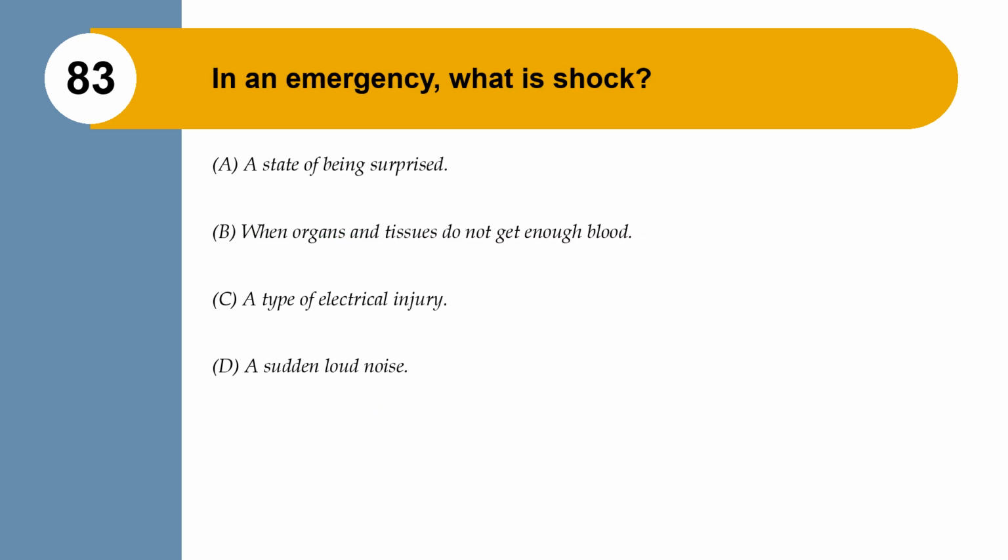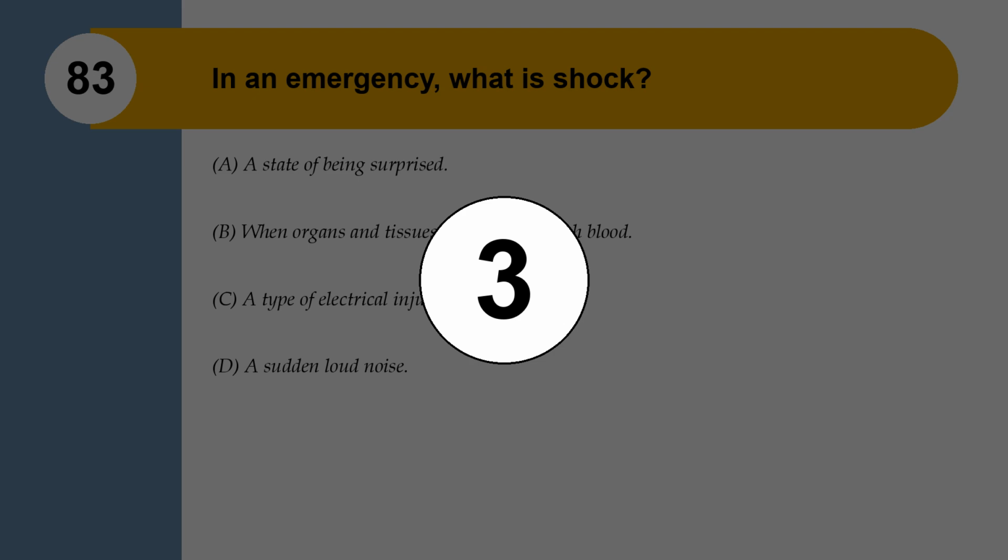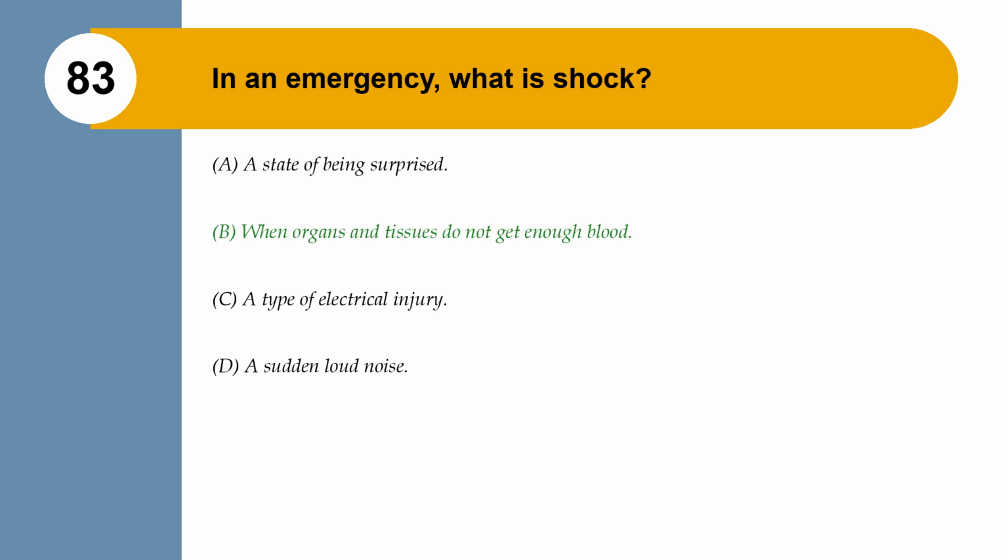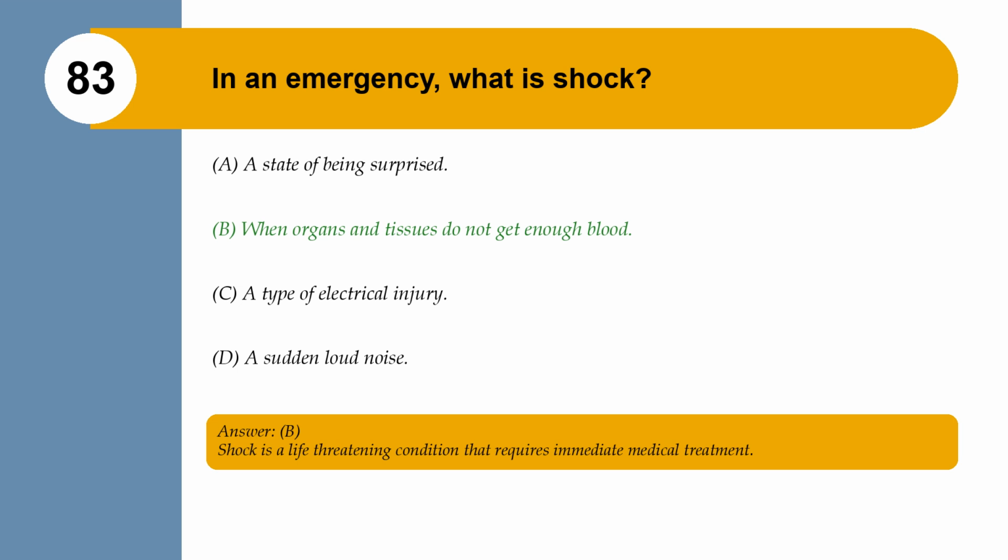Question 83. In an emergency, what is shock? Option A, a state of being surprised. Option B, when organs and tissues do not get enough blood. Option C, a type of electrical injury. Option D, a sudden loud noise. The correct answer is option B, when organs and tissues do not get enough blood. Explanation. Shock is a life-threatening condition that requires immediate medical treatment.